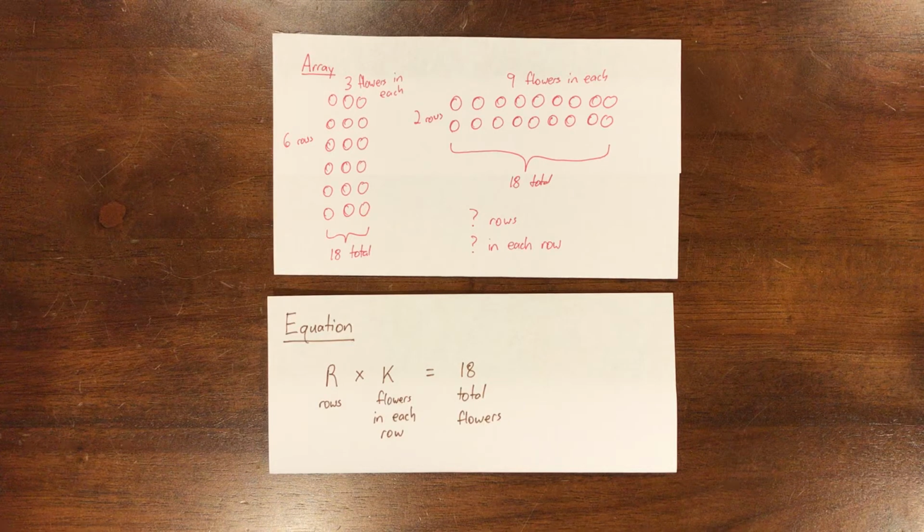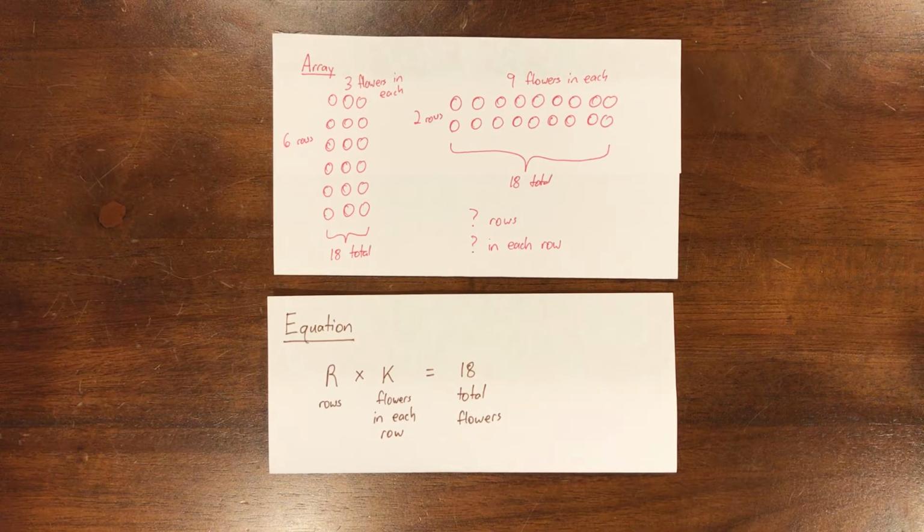Okay, so what are we trying to solve here? Say it out loud. Right, we want all the possible ways to make equal rows with 18 total flowers. You might also have said all the possible ways to make equal groups with 18 total, which is also right. Equal rows are one type of equal groups.